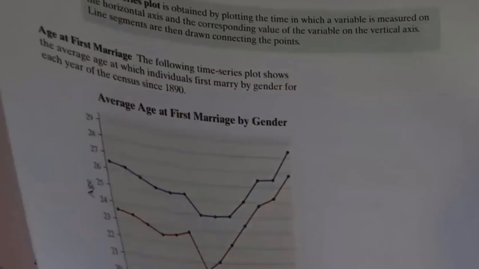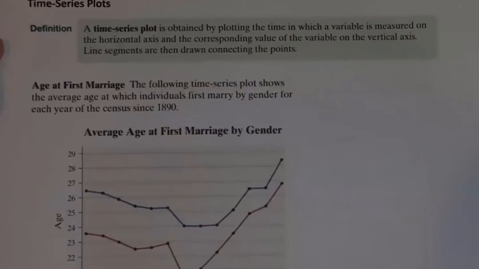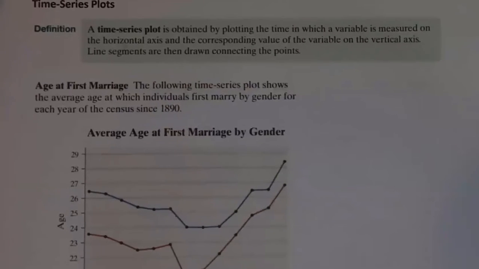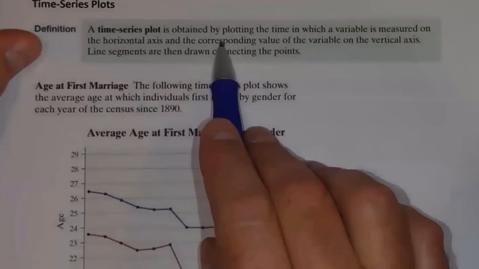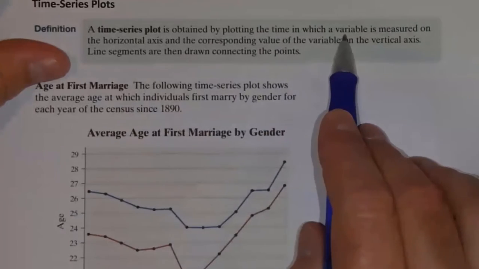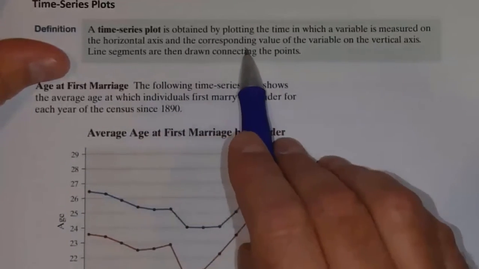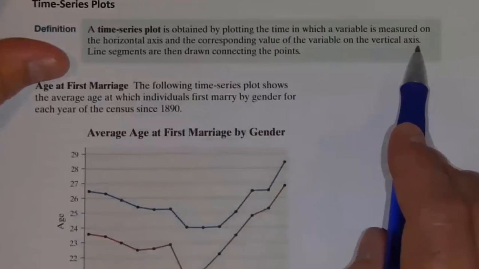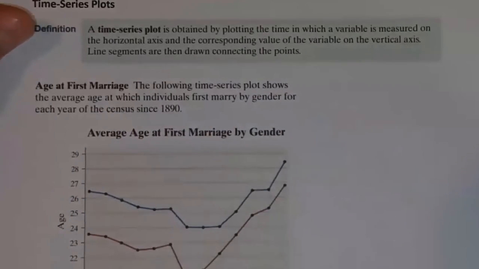The last kind of graph that we're going to see in this section is a time series plot. I would be really surprised if you all haven't seen and even used time series plots in the past. A time series plot is obtained by plotting the time in which a variable is measured on the horizontal axis and the corresponding value of the variable on the vertical axis. Line segments are then drawn connecting the points.